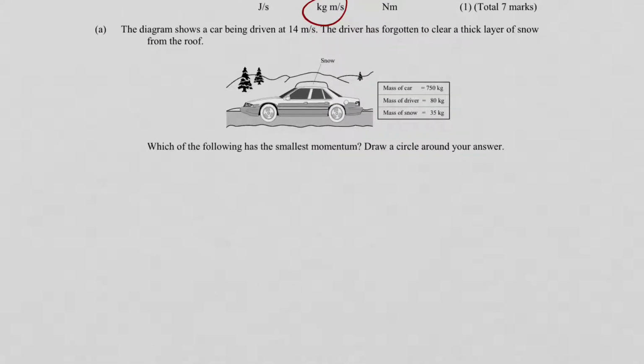The diagram shows a car being driven at 14 meters per second. The driver has forgotten to clear a thick layer of snow from the roof. Which of the following has the smallest momentum? Draw a circle around your answer. So given that they're all on the same car, so they're all moving at the same speed, the one with the smallest momentum will be the one with the smallest mass.